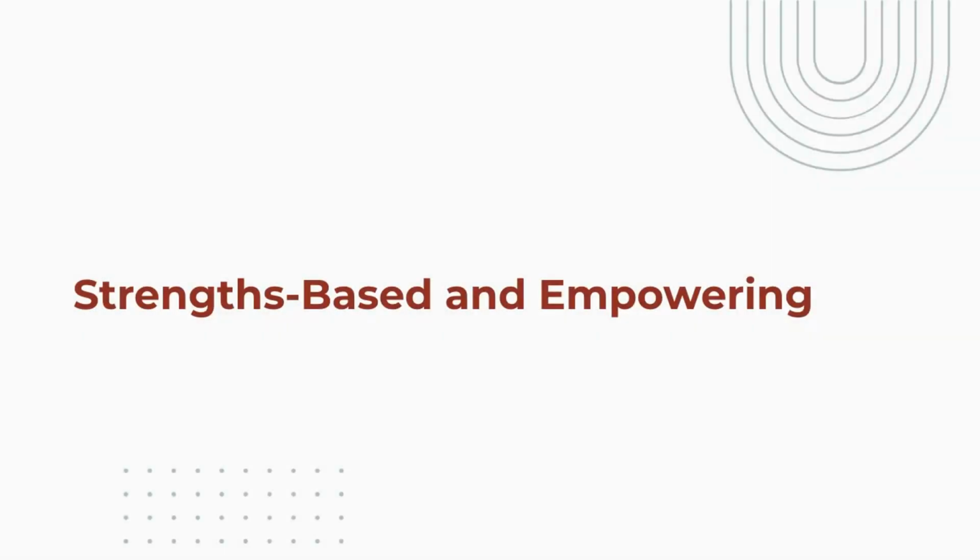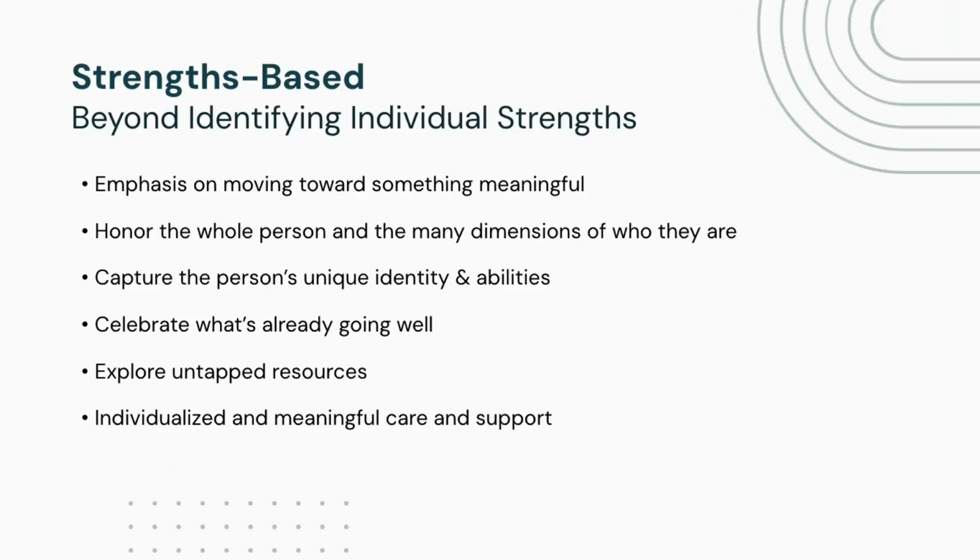A PCRP process is strengths-based and empowering. Well, it sounds nice. Let's really examine this and consider some examples. When we talk about a PCRP process being strengths-based, we mean that it has a strengths orientation overall. The entire approach is about moving toward a life worth living. It considers the whole person. It does capture the person's abilities and their identity. It celebrates what's going well. Strengths really help us provide truly individualized, meaningful care and support.